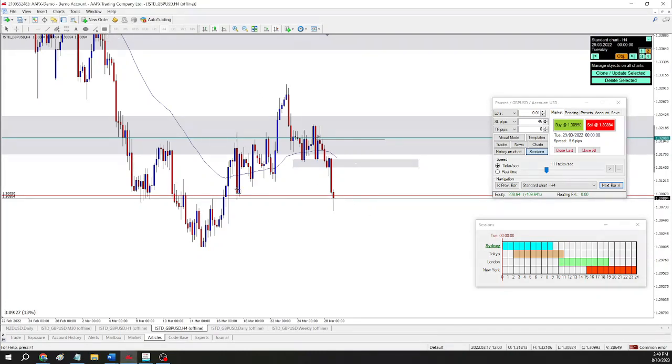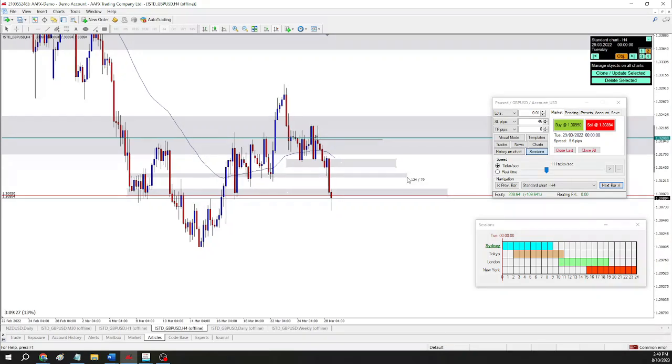Actually, it can really pull back to this level too. So this level, and then this level too, honestly. So I'm waiting for price to pull back to one of these levels and then give me a rejection candle.